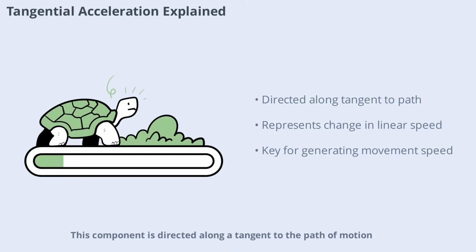This component is directed along a tangent to the path of motion. In simple terms, it represents how quickly the speed of a point on a rotating body is changing. For example, when you spin a wheel faster, the points on its edge experience greater tangential acceleration. In human movement, this is like the increase in speed of your hand as you swing your arm faster. Tangential acceleration is crucial for understanding how we generate speed in rotational movements.